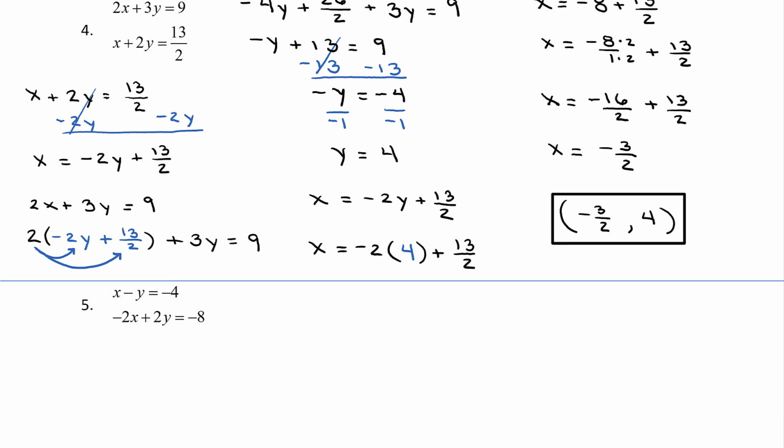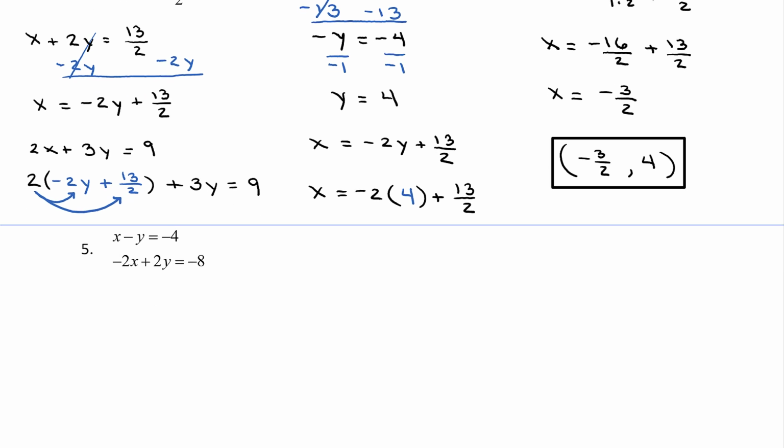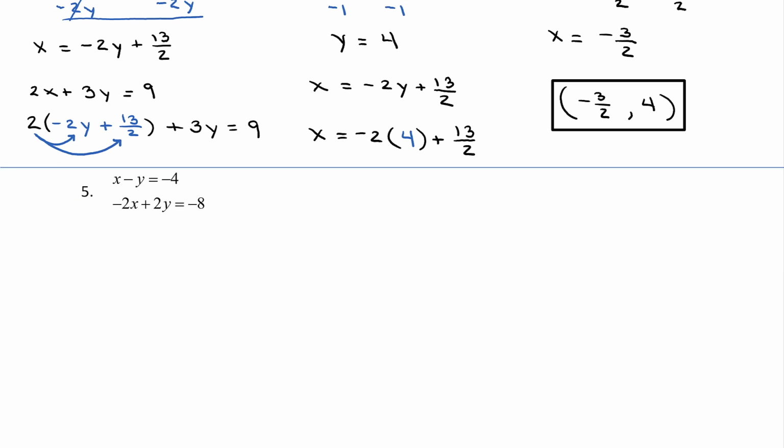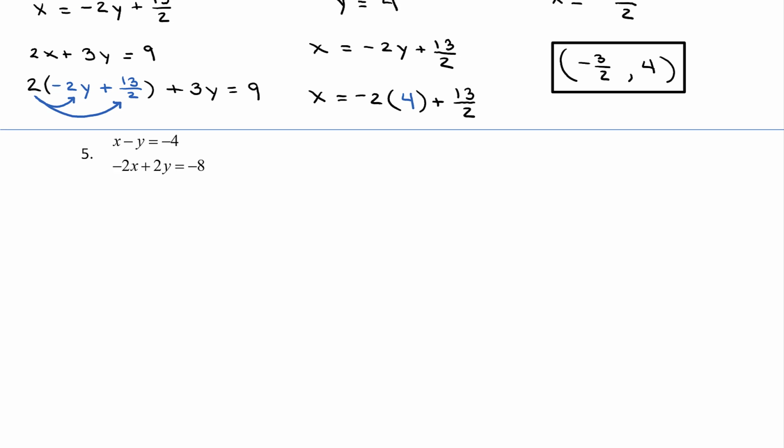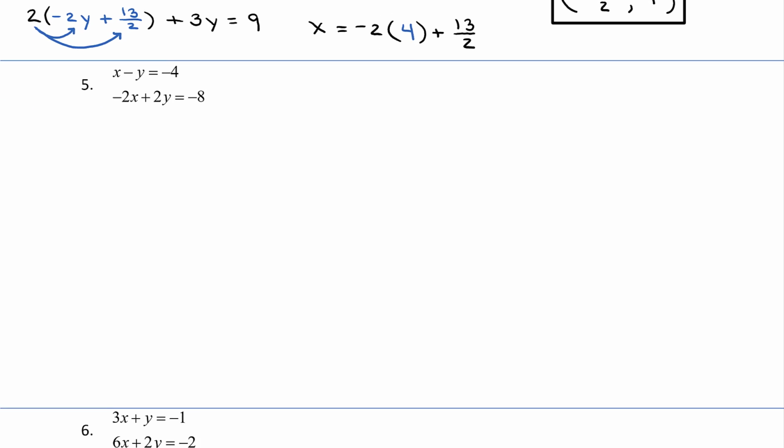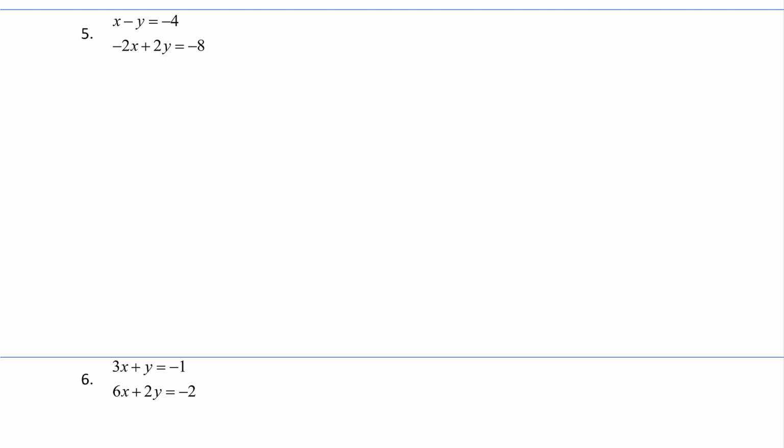And I will leave the check for you guys. Number 5, x minus y equals negative 4, and negative 2x plus 2y equals negative 8. So the easiest variable to solve for here would be the x in our first equation. So we're going to add y to both sides of our equation. Then we're going to be left with x equals y minus 4.